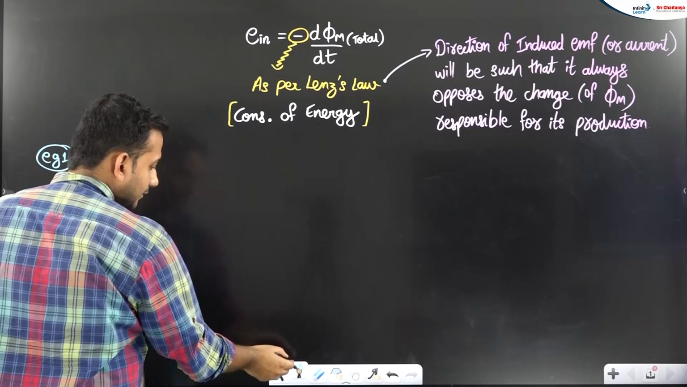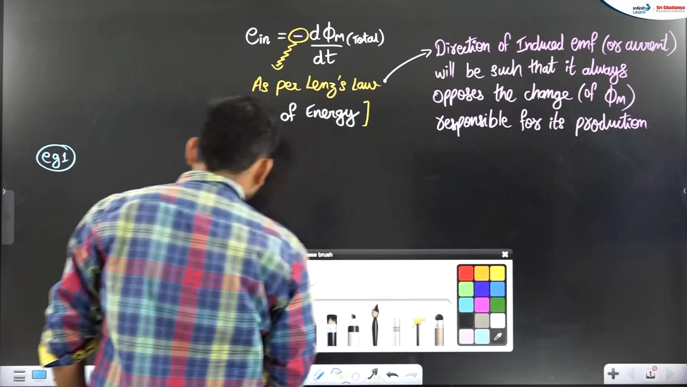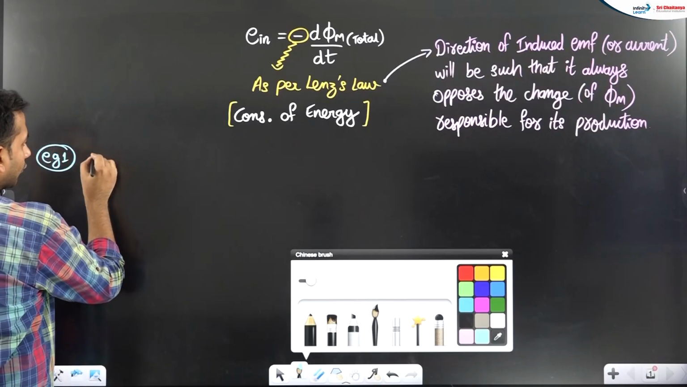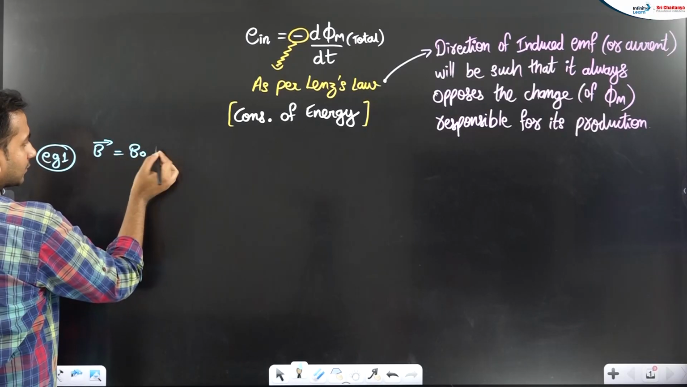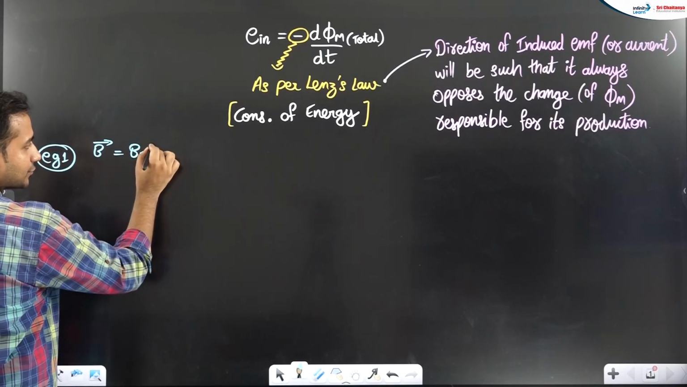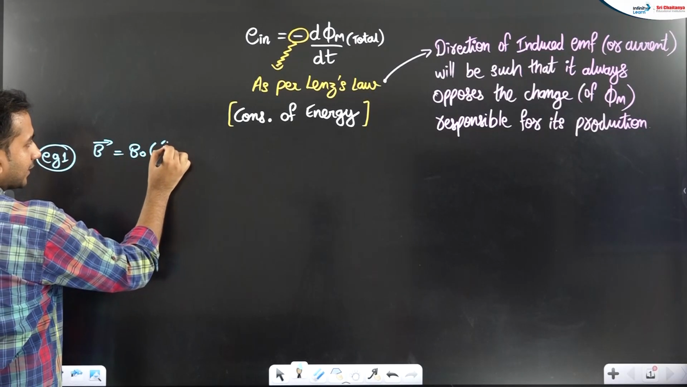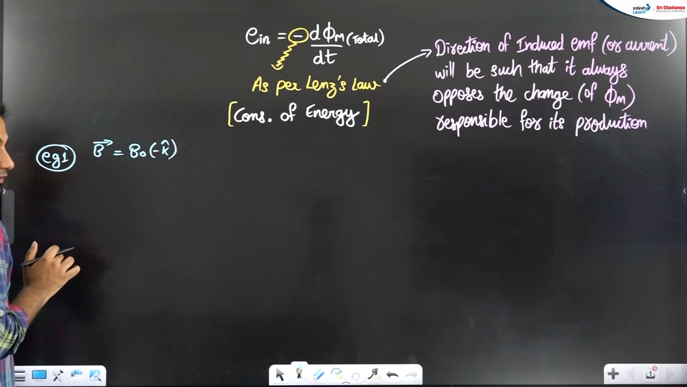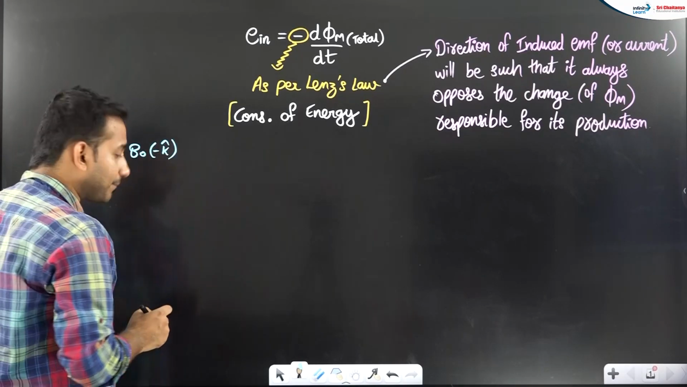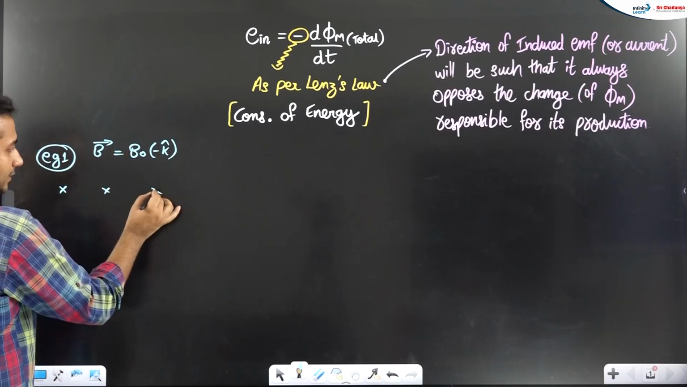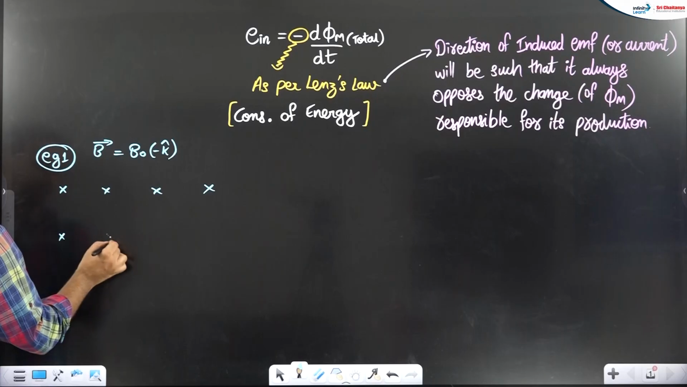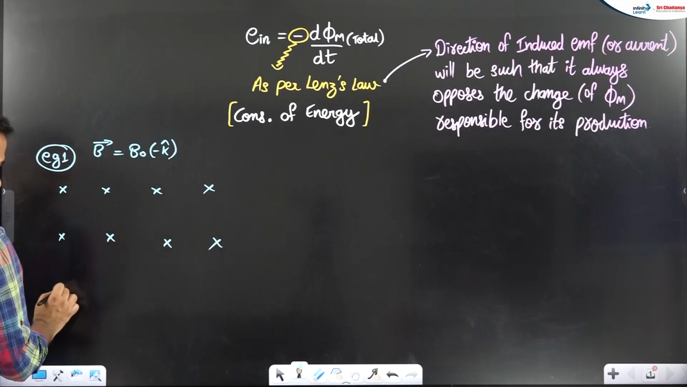I will say that suppose there is a region of magnetic field, of constant magnetic field strength B0, and it is minus K cap. So if it's a constant magnetic field, electromagnetic induction will happen. Minus K cap means away from us, so I am showing it by a cross. Cross means inwards.